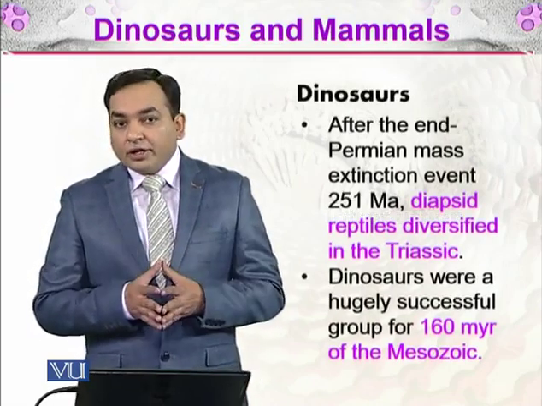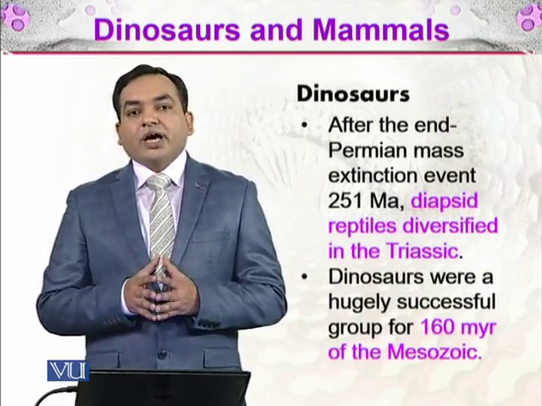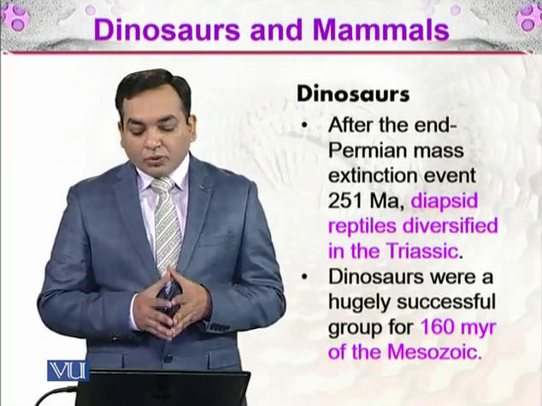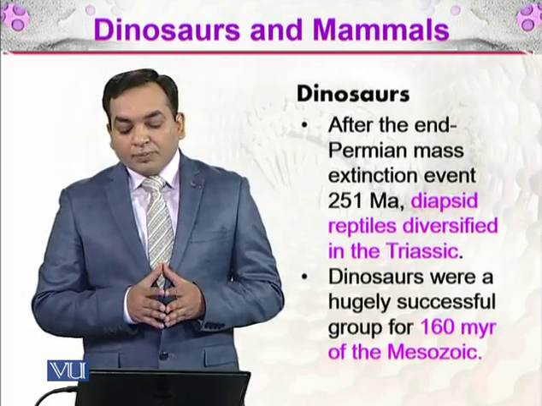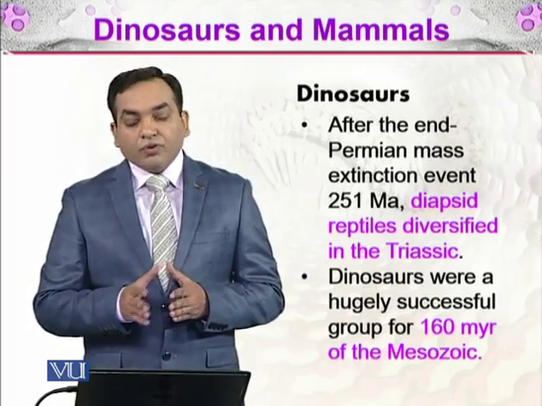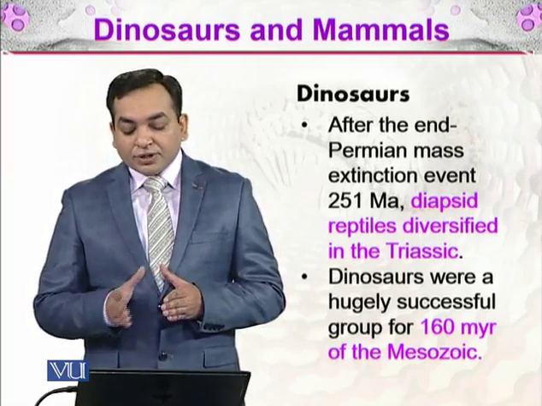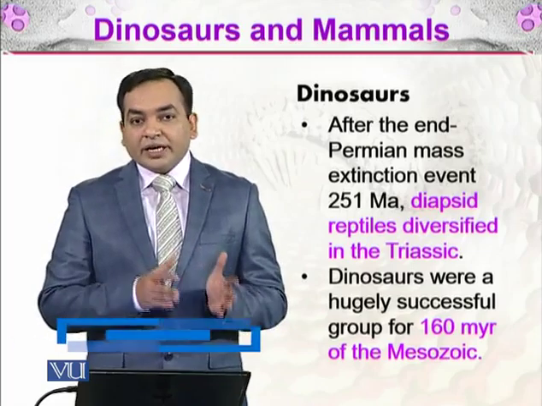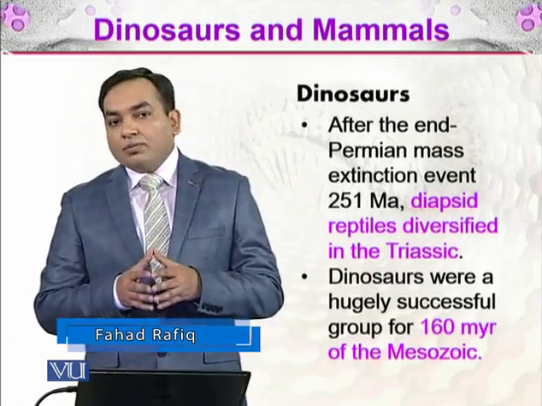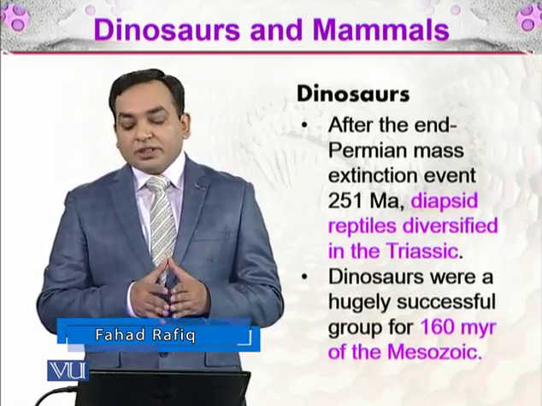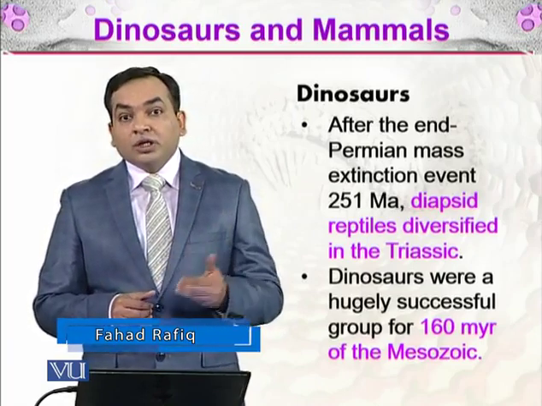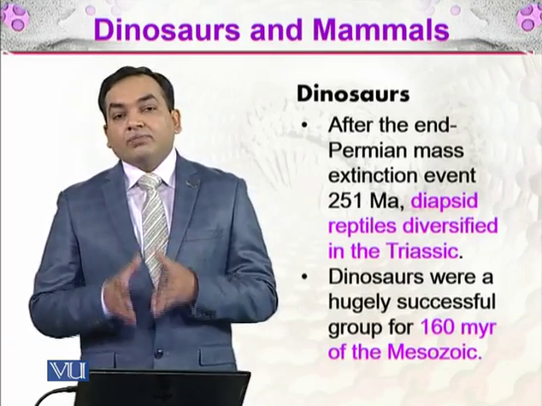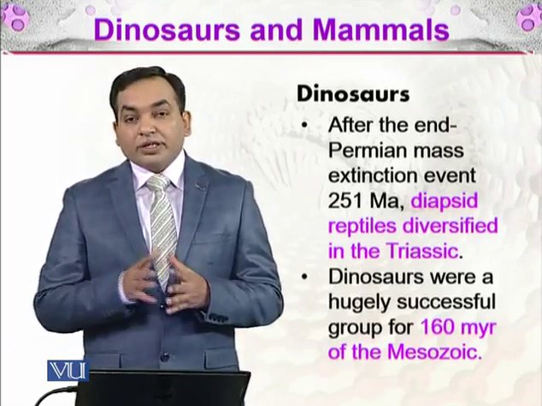So what are the dinosaurs? Everybody knows dinosaurs. These were the reptiles which were living a long time ago. After the end of the Permian mass extinction event 250 million years ago, diapsid reptiles diversified in the Triassic. So anapsid, synapsid, these were the earliest forms of the reptiles, but the diapsids were the most developed and most evolved forms, which later developed the reptiles which were dinosaurs.